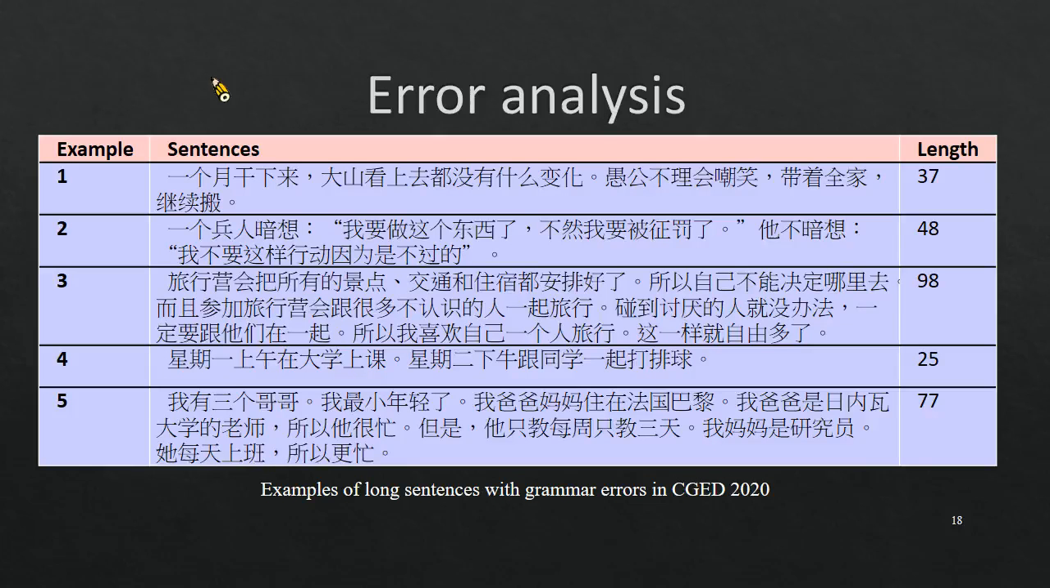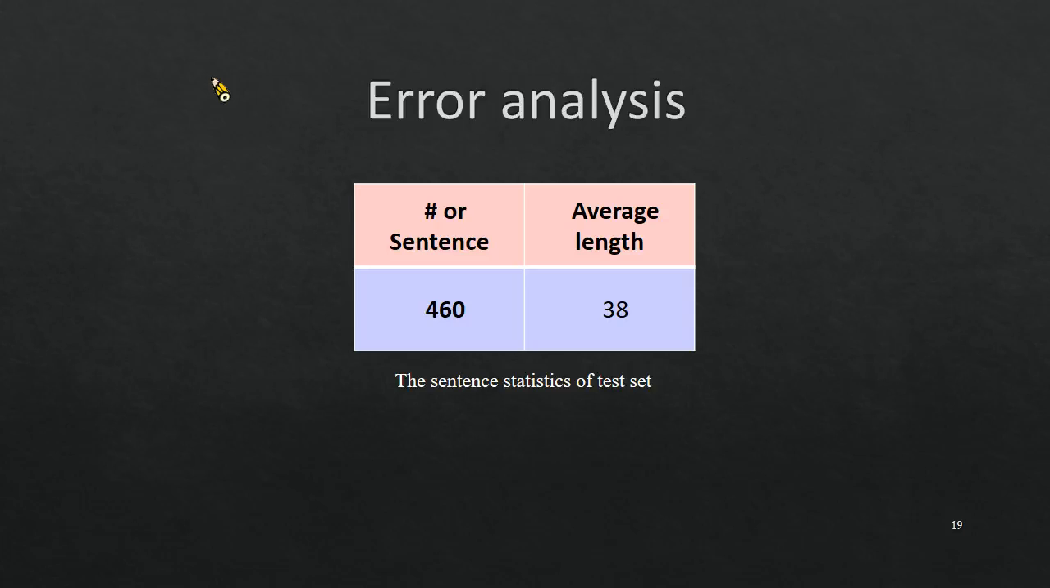Here we show some sentences that cause our system to fail. The main reason is that our system focuses on short sentences. These 5 sentences are quite long, and our system could not deal with them. We find that there are 460 such long sentences in the test set.